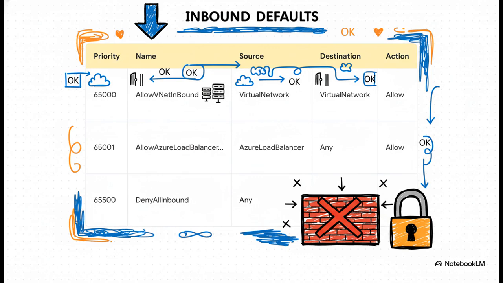So, let's look at the default inbound rules. First thing to notice, those huge priority numbers. Remember, big number means low priority. So by default, Azure lets stuff inside your own virtual network talk to each other. It also lets the Azure Load Balancer talk to your stuff. But then, look at that last one, deny all inbound. That's your safety net. If nothing else matches, it just denies everything.